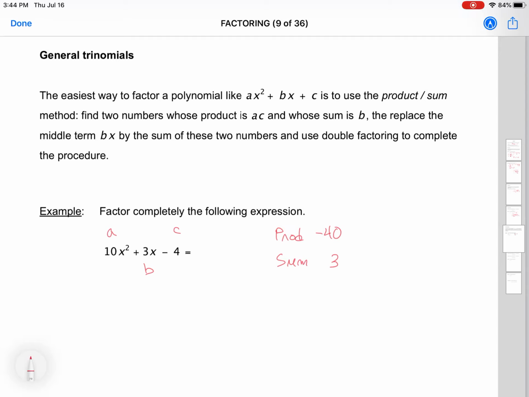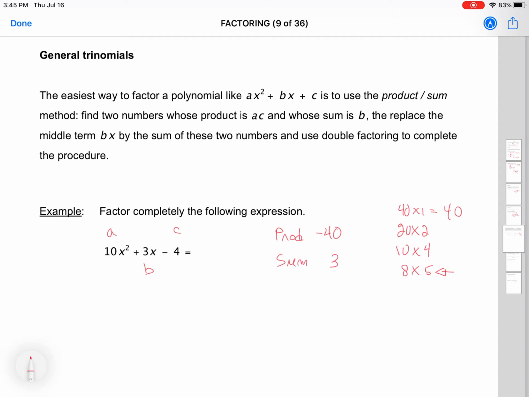Why don't we list the factors of minus 40? What are they? Well, let's drop the sign for now. 40 times 1, that's 40. So is 20 times 2. So is what? 10 times 4. So is 8 times 5. Uh-oh, I think I got a winner.